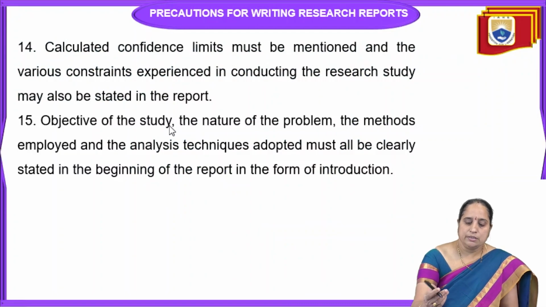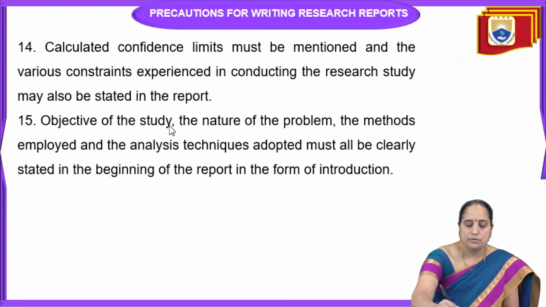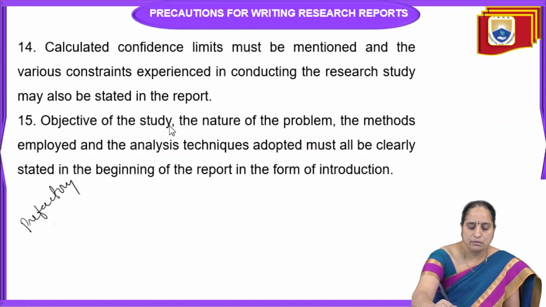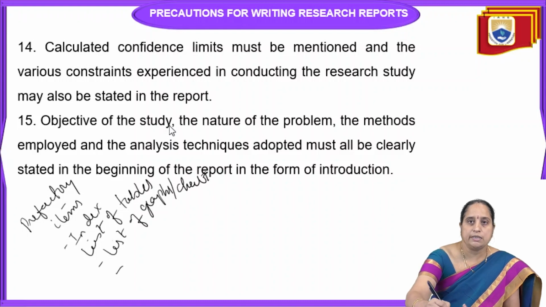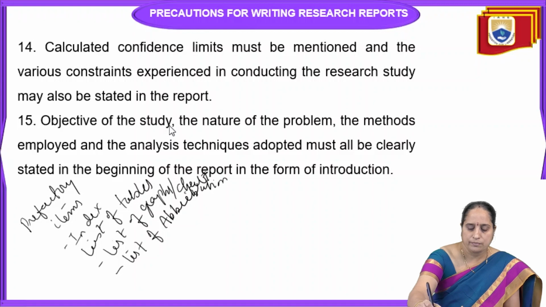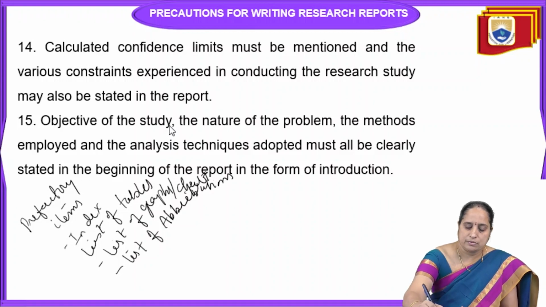So finally, the research report consists of three things: prefatory items, where we specify the introduction, index, list of tables, list of graphs or charts. If you are going to use any kind of abbreviations, specify a list of abbreviations, etc. Then coming to the main body.